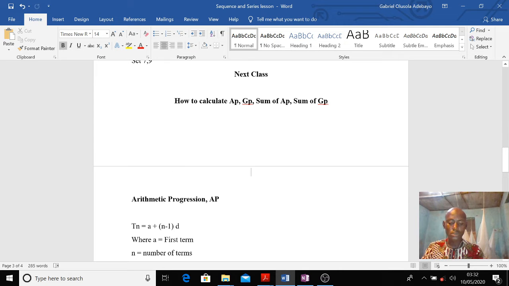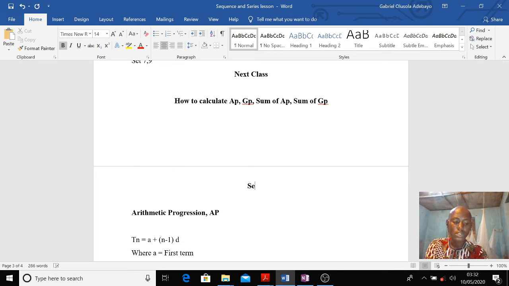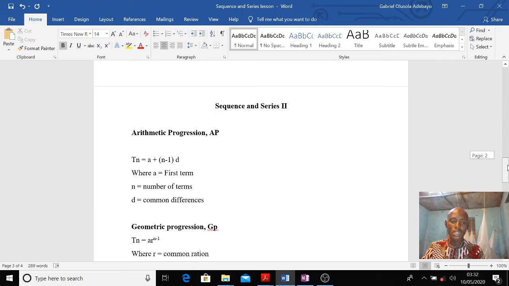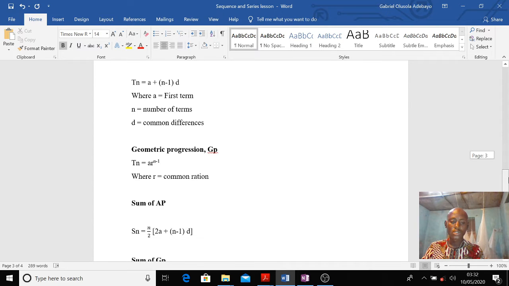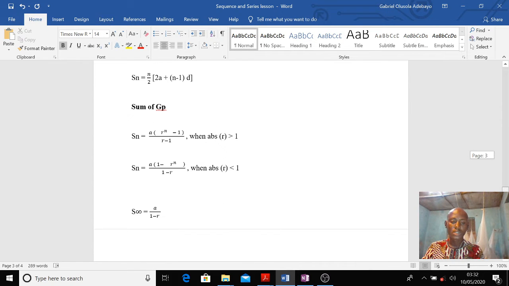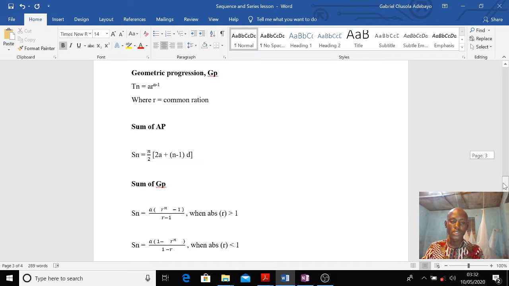Sequence and series 2. So here now, we want to talk about the arithmetic progression, geometric progression, sum of AP, and sum of GP.